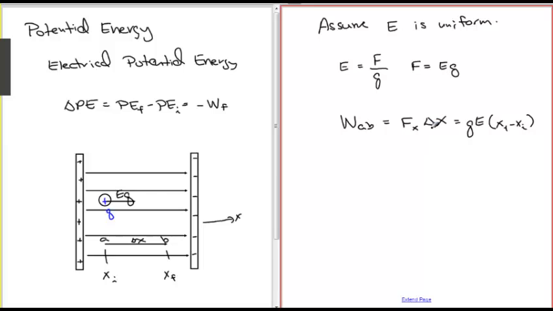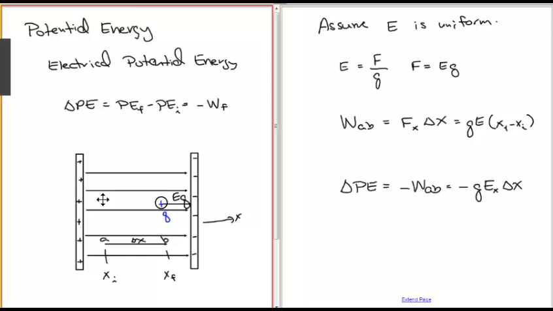And because the work is equal to the change in potential energy, what we can say is that there's going to be a change in potential energy of this charge in the presence of an electric field, which is equal to minus the work done going from A to B, which is negative Q, the charge, times the electric field in the x direction, times delta x. So that is an example of the change in electrical potential energy in going from one point to another.